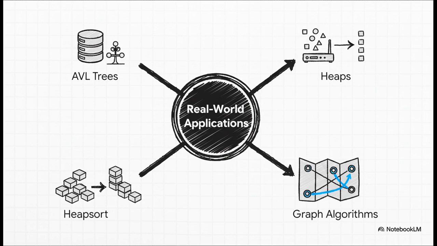Okay, so why does any of this matter? Because these structures are the invisible workhorses of our entire digital world. You know that lightning-fast search in a huge database? Yeah, that's probably an AVL tree at work. That smooth Netflix stream that gets priority over your email downloads, that's a heap managing what's called a priority queue. These are not just academic ideas. They are fundamental to making the technology we use every single day actually work well.